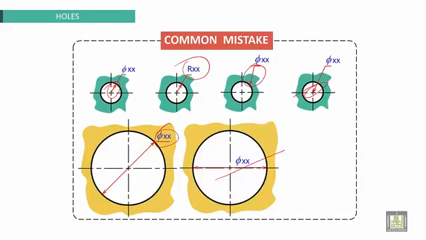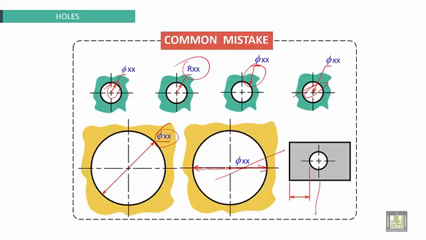Also, this one is wrong. The diametrical line on the center line is wrong. And here also, to locate the hole, this is wrong. You have to locate the center. Okay? And from here you have to locate the center.